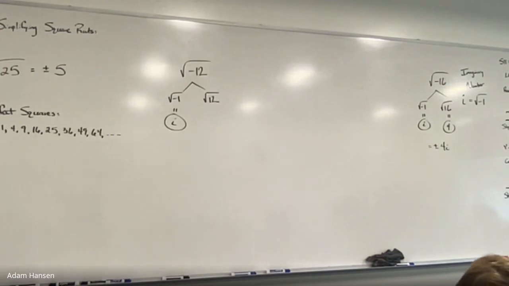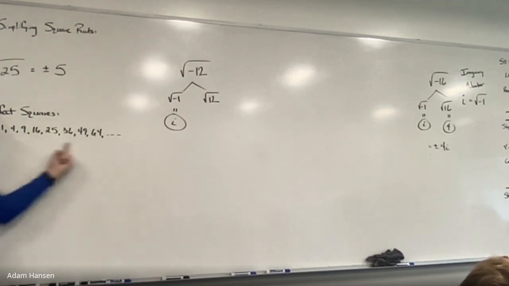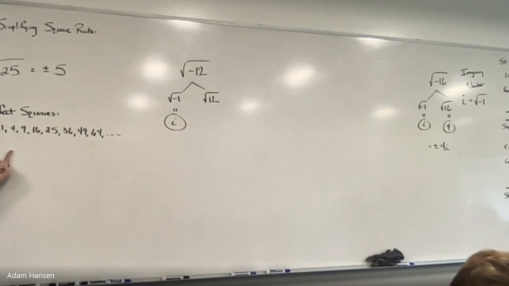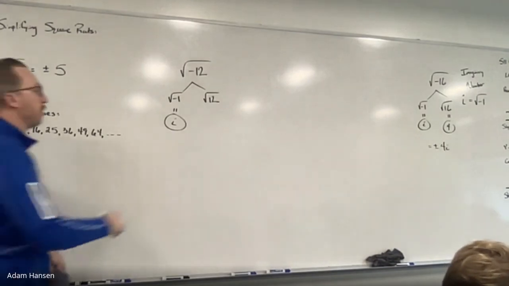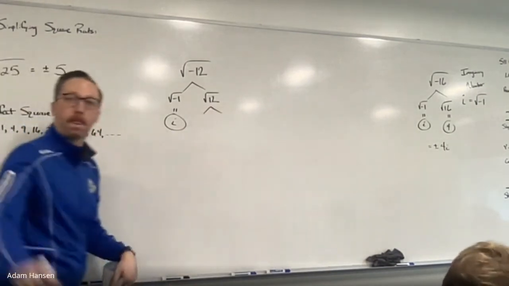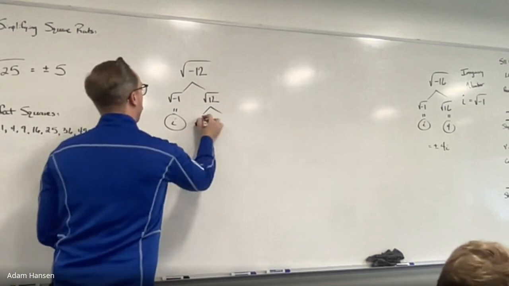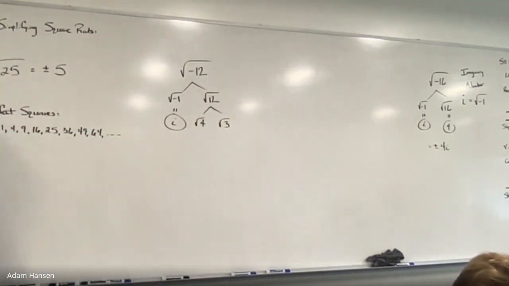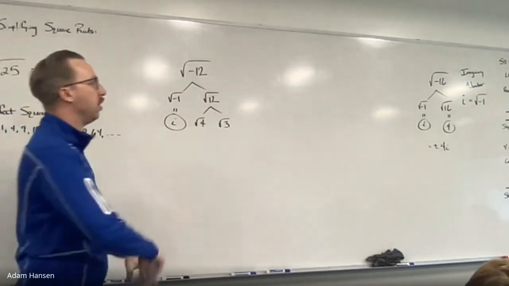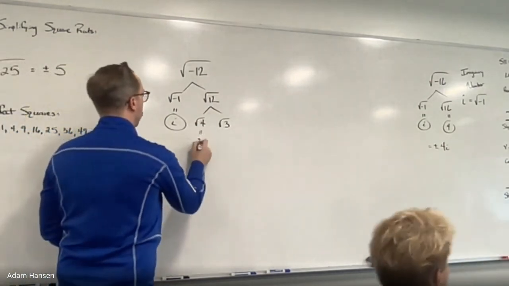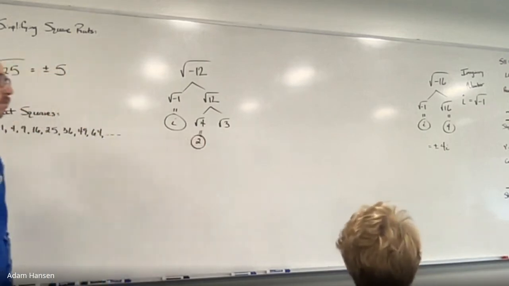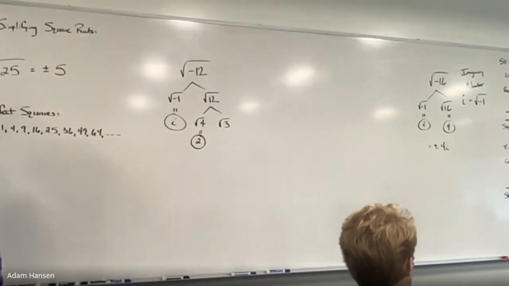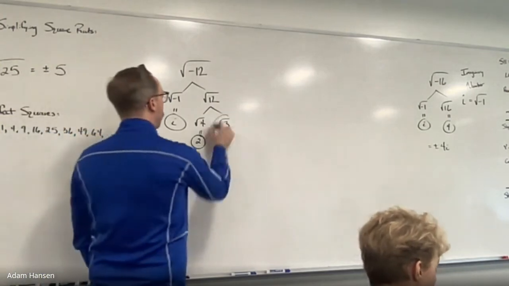Square root of 12. It's not on this list, so it's not a perfect square. But what perfect square would divide into 12 that I can break it up into? 4, how many times? What'd you say, Austin? 3. Okay. I like how we didn't say 2 and 6, because 2 and 6 aren't perfect squares. It's best if you use these numbers, because now I can simplify the square root of 4 into 2. Square root of 3 is prime. 3 is a prime number, so we're kind of done there too.